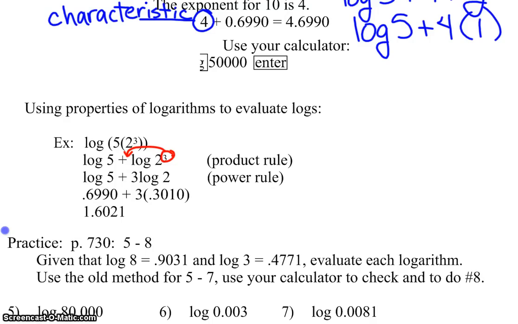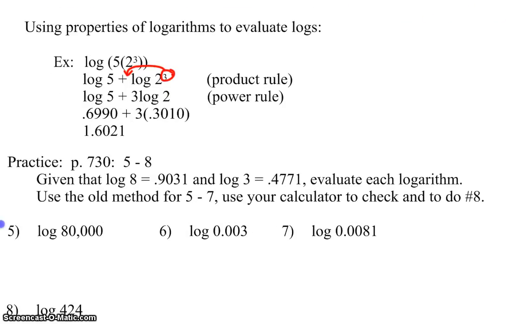Now, if you look at the practice problems below, you can see that I've asked you to use the dark ages method for 5 to 7, and then come back and check them with your calculator, and then to do problem number 8. So go ahead, pause the podcast, give it a try, and then we'll come back and check your work and your solutions.